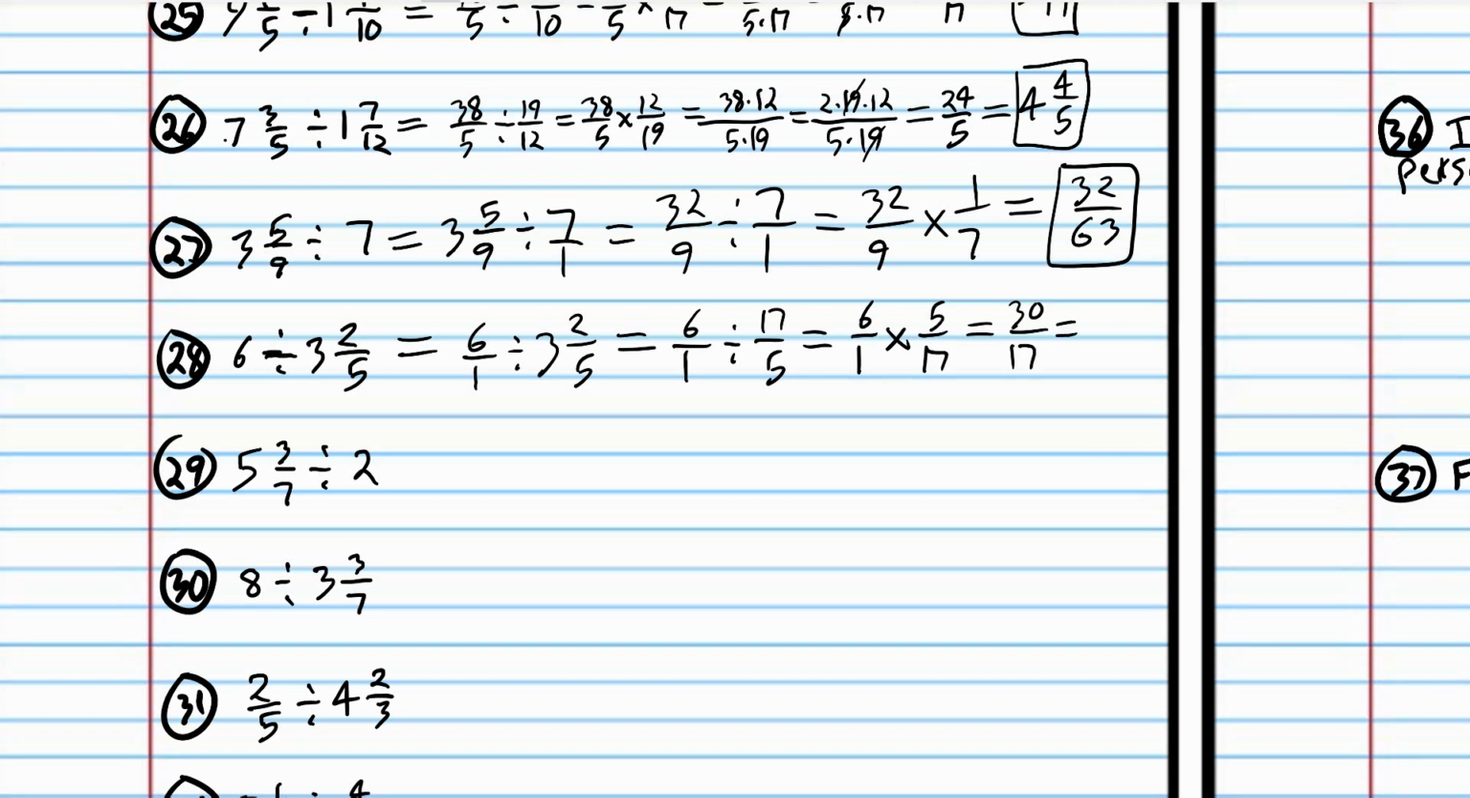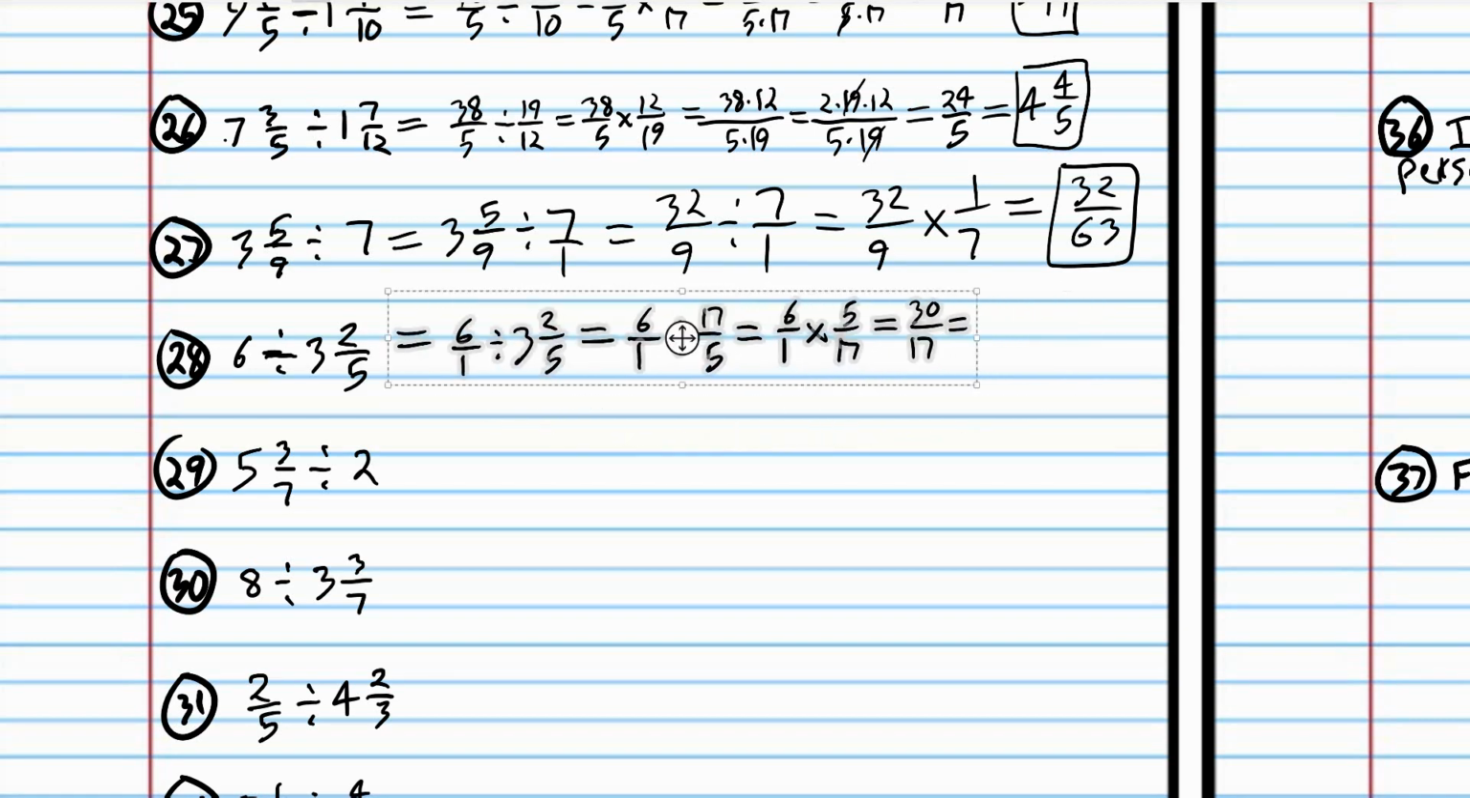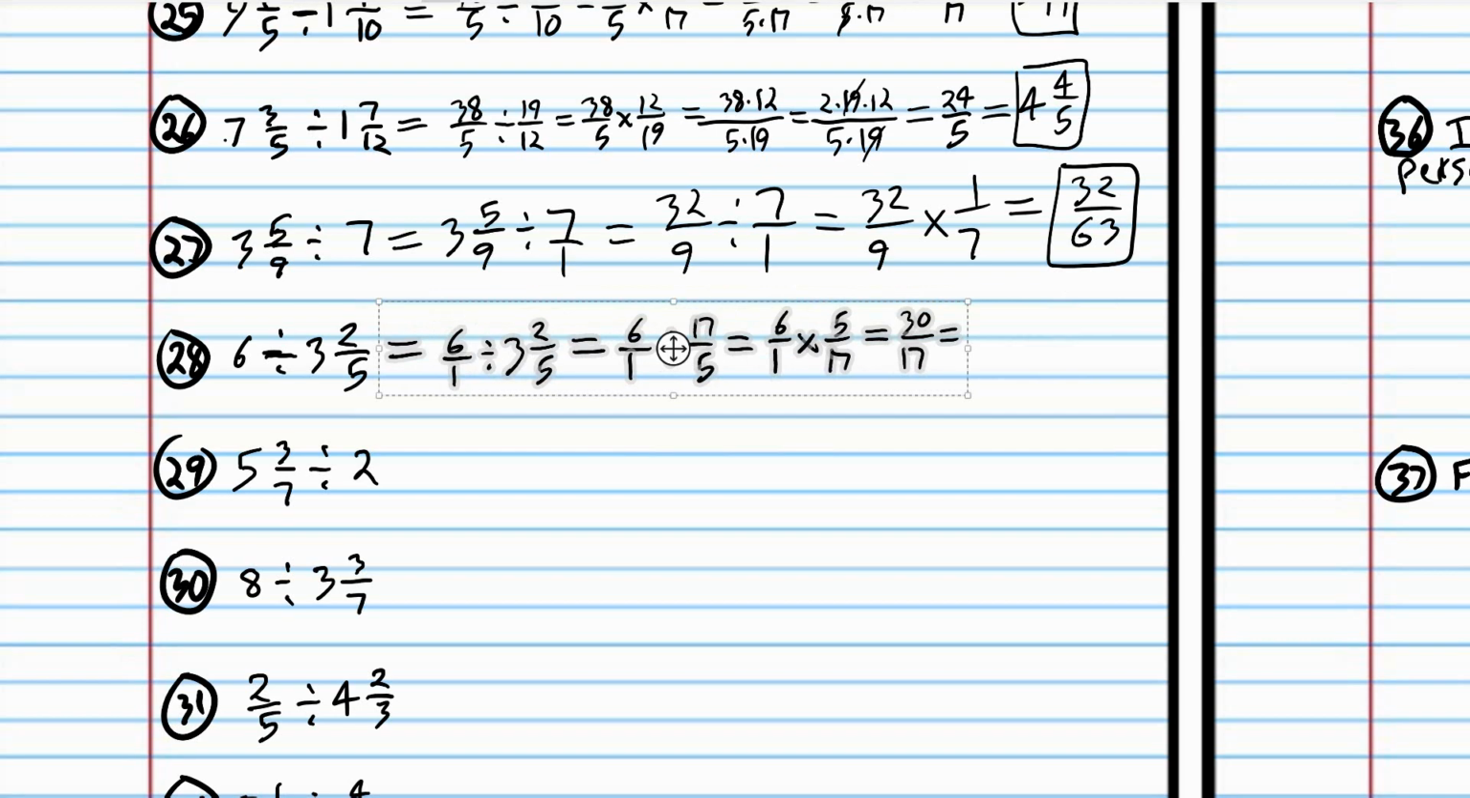But we can't leave it as an improper fraction, right? We have to change it to a mixed number. So in order to do that, we learned in the last class that you figure out how many times does 17 go into 30. It goes 1 time. 2 times 17 would be 34. So that's too many times. So 17 goes in 1 time. And then 30 minus 17 is 13. And you just rewrite this denominator here.